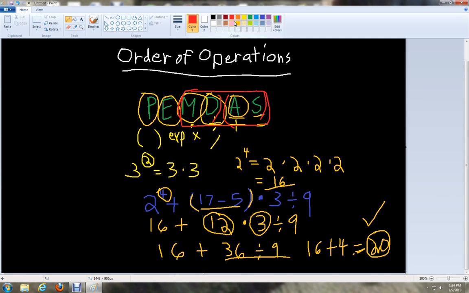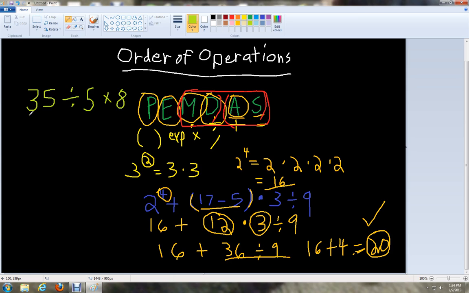So for example, if you have 35 divided by 5 times 8, even though it says in order of operations that multiplication comes before division, we see division's first and multiplication second. So what we need to do is work left to right.